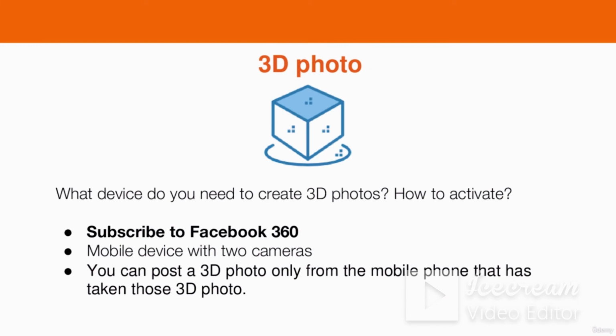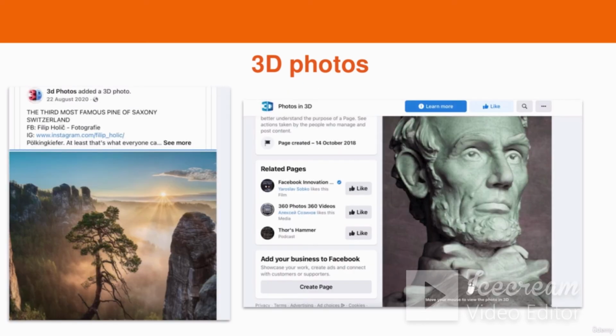So what about 3D photos should you be paying attention to? For 3D photos to work, you need to subscribe to the Facebook 360 page. You need a phone with 2 cameras. And of course, Facebook understands this format and understands what 3D photos are. Unfortunately, 3D photos cannot be promoted with ads, but in the future, they may change their rules. 3D photos are very pleasing to look at, specifically when there are elements of movement within the picture.